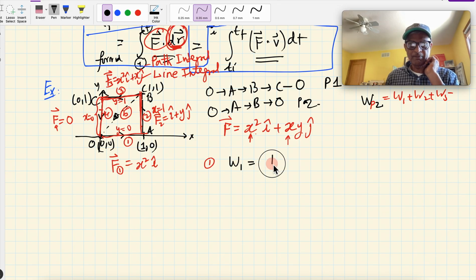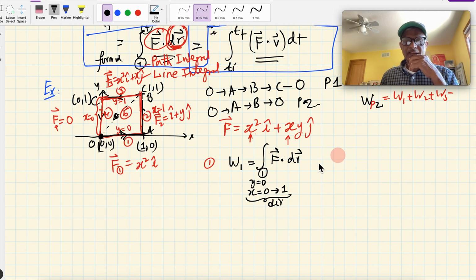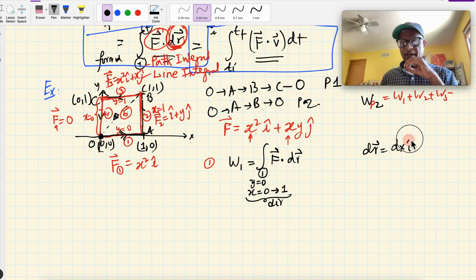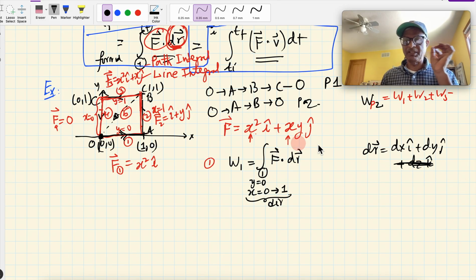All right, so on segment 1, W1 is going to be the integral of F dot dr on path 1. On this path, y equals 0 and x goes from 0 to 1. That's where the direction comes in. The direction is here, not over here. And dr is always going to be dx i hat plus dy j hat. If you're in the third dimension, you get dz k hat. But we don't have a third dimension here, just two dimensions.